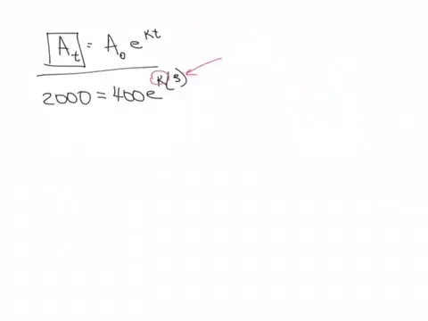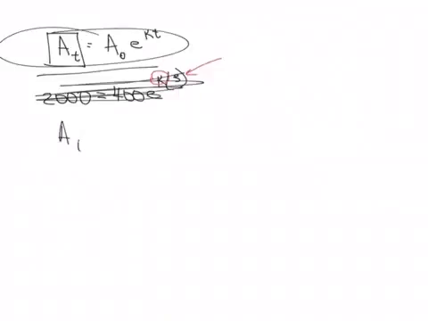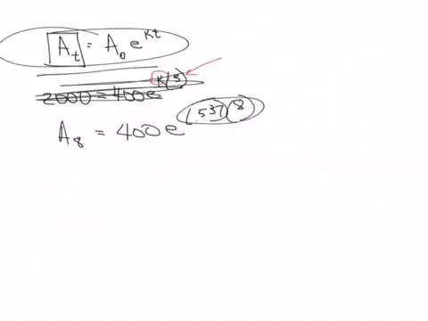Okay, so I don't need any of this anymore, and I'm going to take this formula here, and I'm going to put 8 just to remind myself that I'm looking at 8 days. So I have 400 e, and I found out my k was 0.537. Multiply that by 8 days, and I'll go from there. Okay, so multiply those two. 8 times 0.537 is 4.296.